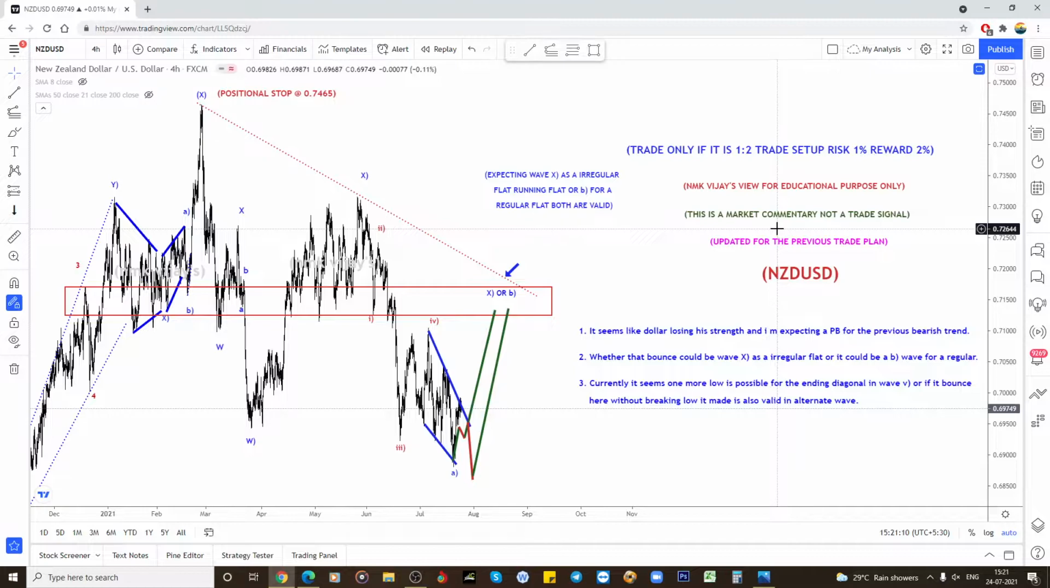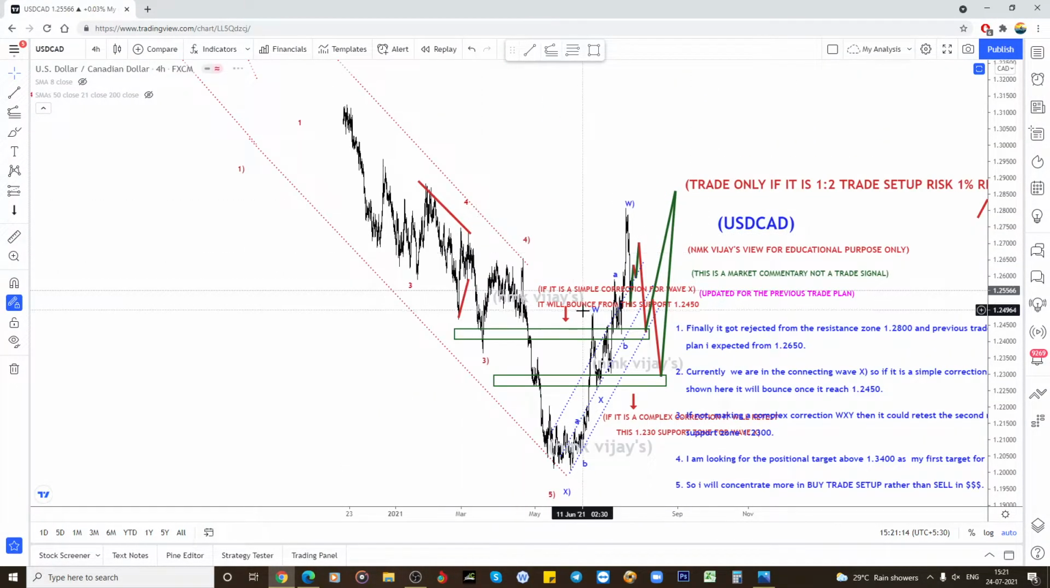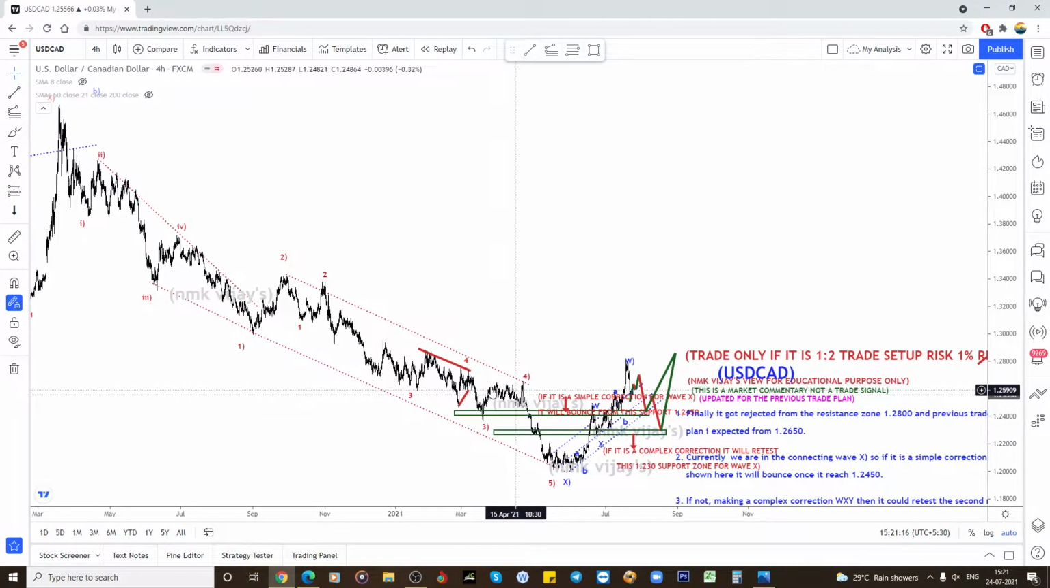So let's move on to USD CAD. See, for USD CAD also, I had explained that previously there is a lot of resistance zone.